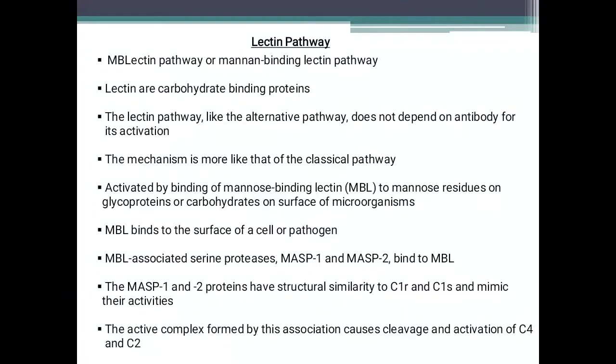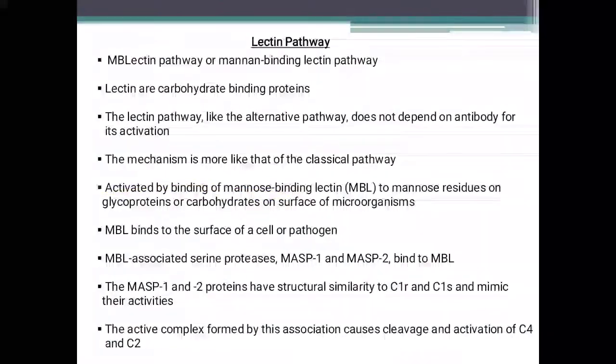Somehow its mechanism is like the classical pathway, because the initiator protein of the lectin pathway acts just like the initiator protein of the classical pathway. These proteins are quite different, but their functions are quite similar, which is why we compare the classical pathway and the lectin pathway, because the complete process of complement activation in the classical pathway and the lectin pathway is quite similar. It is activated by binding of mannose binding lectin to mannose residues on glycoproteins or carbohydrates on the surface of a microorganism. Mannose binding lectin binds to the surface of the cell or pathogen.